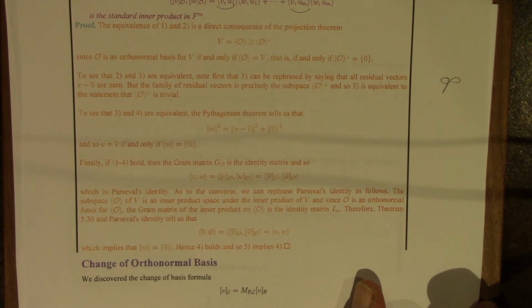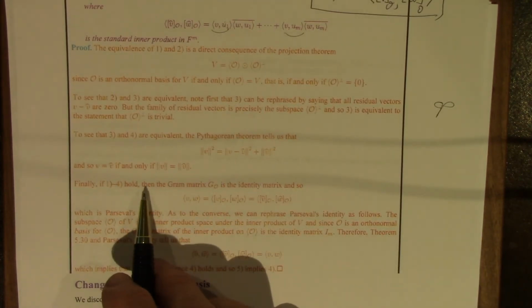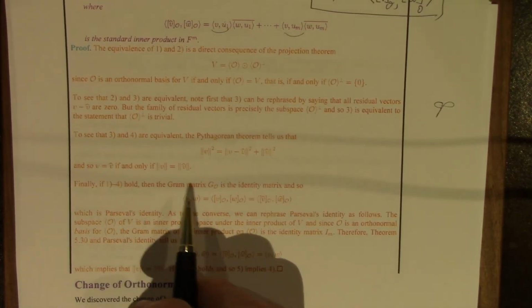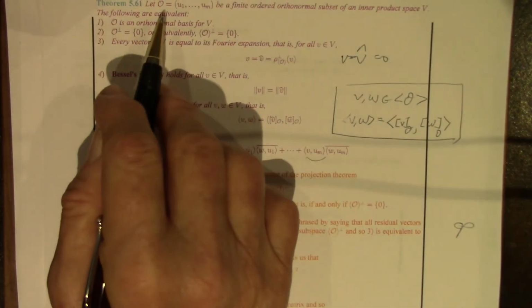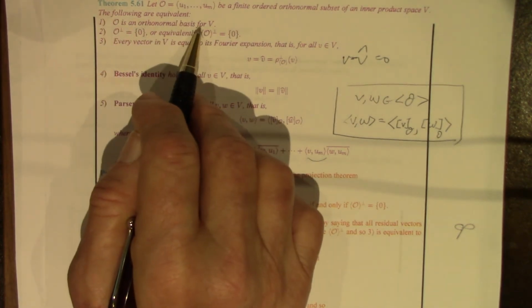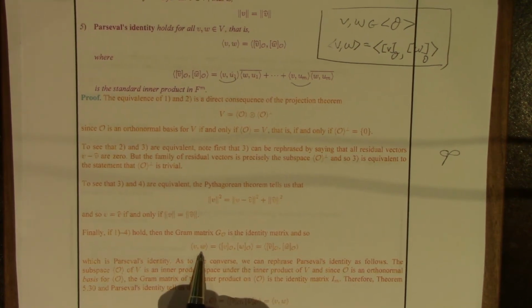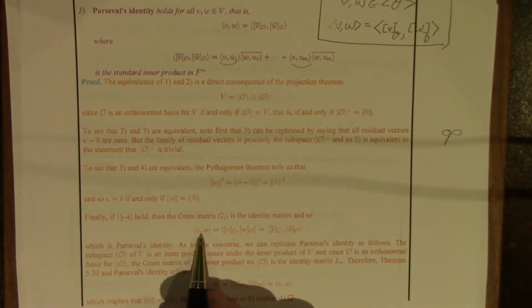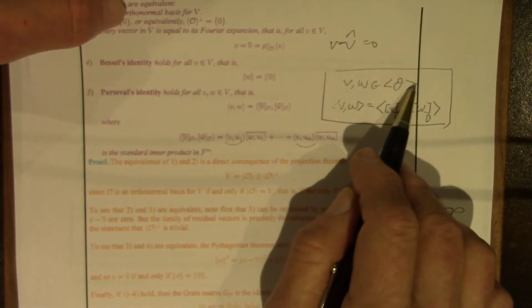Finally, we need to tie in Parseval's identity. Well, if the first 4 equivalent statements hold, then O is an orthonormal basis in particular, the Gram matrix is the identity matrix, and so as I mentioned earlier, the inner product of any two vectors V and W, now you see the span of O is everything.